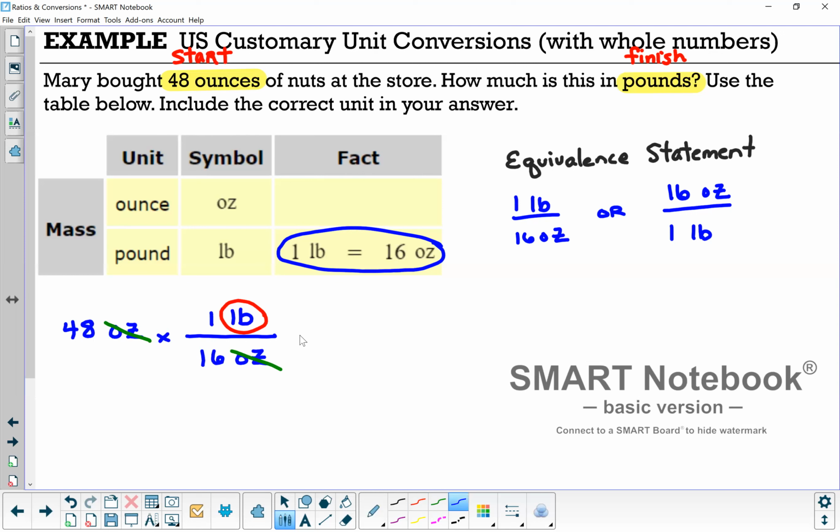All right, now, again, multiply numerator times numerator. So 48 times 1, that gives us 48. And then we have pounds there over, and then we have 16 in the denominator. We could have reduced that in the beginning, but I just waited. So 48 over 16 pounds. We can divide that. 48 divided by 16 is 3. So we have 3 pounds as our answer. Hence, 48 ounces of nuts is equal to 3 pounds of nuts.